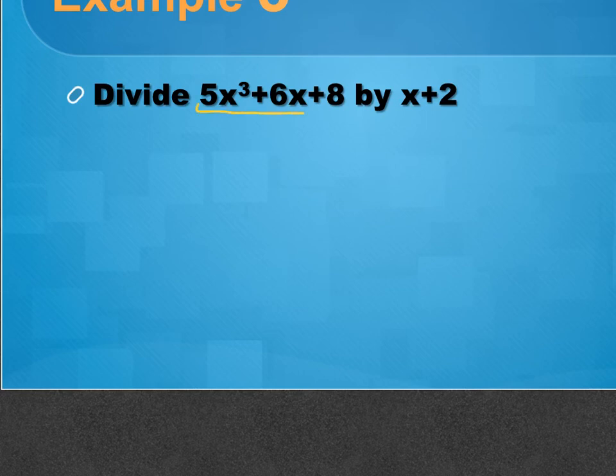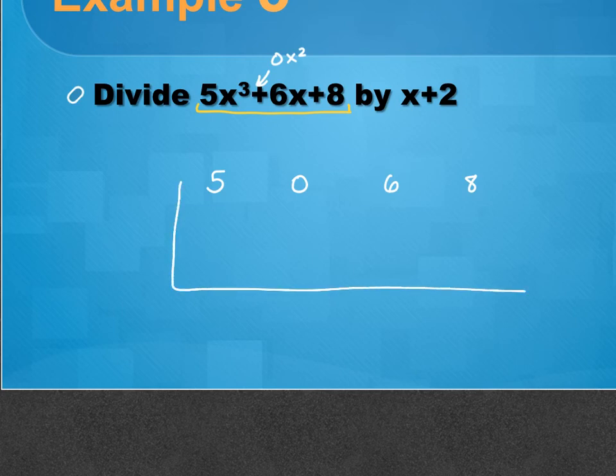So again, you want to look at these. Are you missing something? You're missing x squared. So I'm going to add in the 0x squared. And I write all my coefficients: 5, 0, 6, 8. These are all positive. If there was a minus in front of one of them, the minus goes with the number. Then I draw myself a little box. Sometimes people draw it this way. It doesn't matter. I don't care how you draw it. The opposite of what follows x goes on the outside. So -2 goes on the outside.